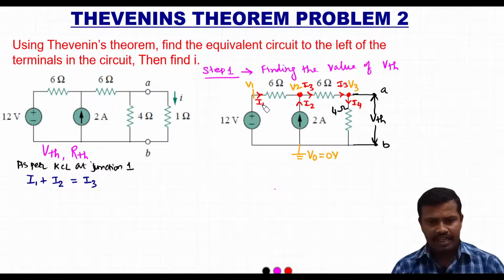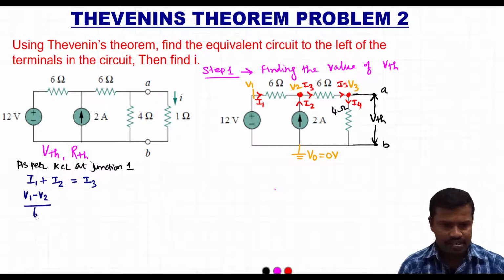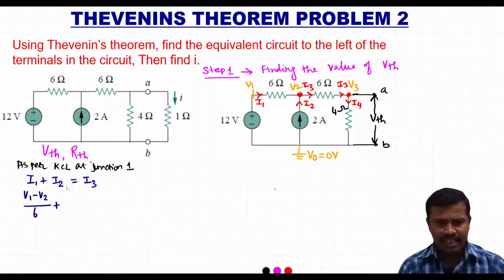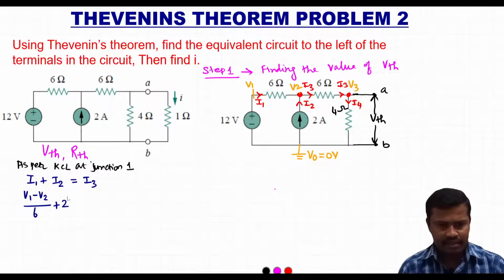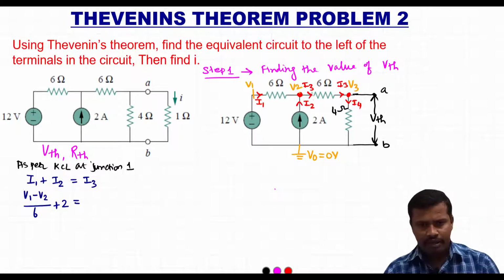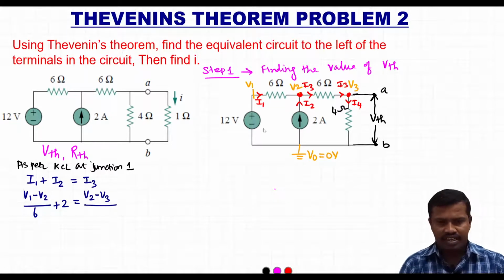To find out the value of current I1, the potential difference is V1 minus V2 divided by 6, plus we know that I2 is equal to 2 amps. This is the current source, the amount of current delivered by the current source, which is equal to I2. So we can directly write the value of I2 is equal to 2. Then I3 is the amount of current flowing through the 6 ohm resistor, and the potential difference between nodes 2 and 3 is V2 minus V3, divided by the resistance value 6.